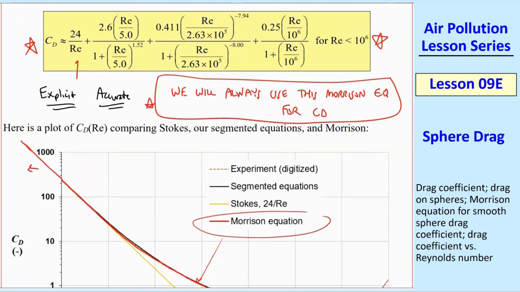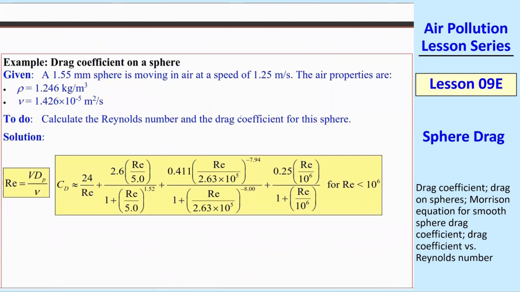So what I want to do now is an example. This is a simple example, but you've got to put this equation into your spreadsheet or MATLAB or whatever software you use. So let's take a quick example, a 1.5 millimeter sphere moving at a speed.